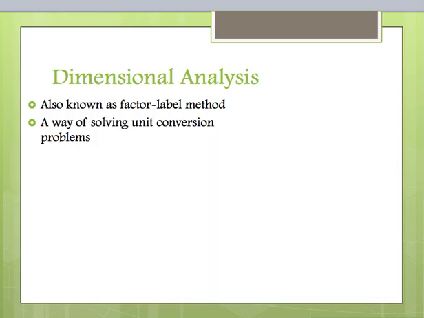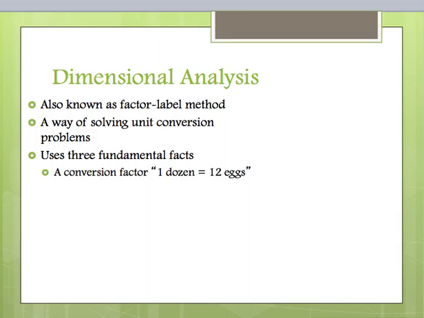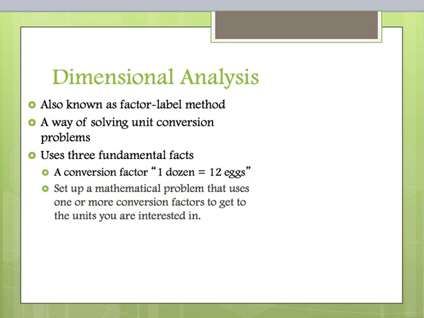So you've probably done unit conversion, converting feet to meters or something of that nature. This is the same kind of thing. It uses 3 fundamental facts. Okay, you've got a conversion factor. Here's an example: 1 dozen equals 12 eggs. You set up a mathematical problem that uses 1 or more conversion factors to get the units you're interested in.